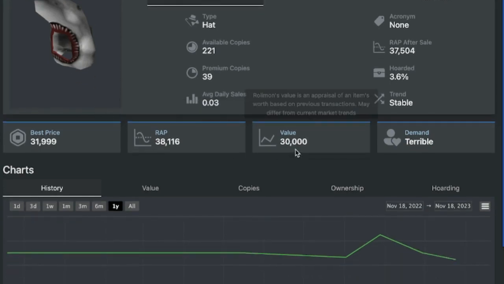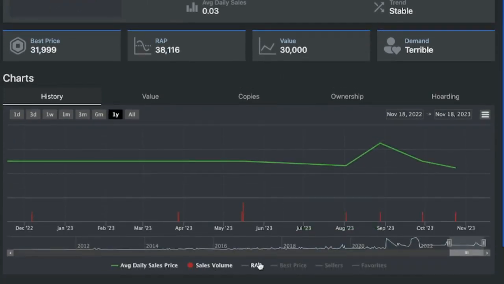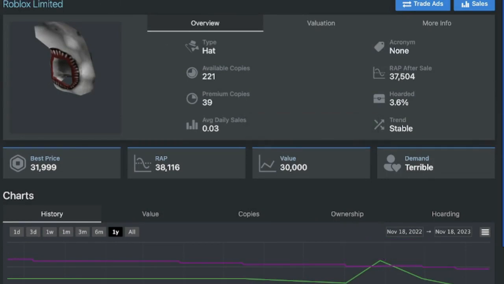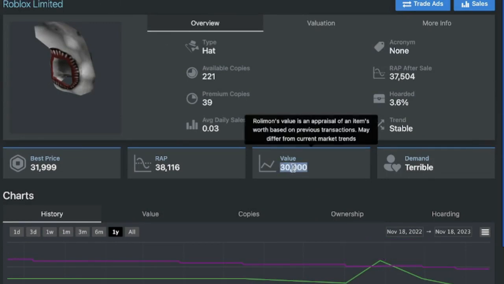And that's why its value is underneath its wrap, because this item got valued based on the fact that it never actually sells for this much. So Rolling Mons decided to value it at 30k even though the wrap is 40k, because this item never sells or gets this 40k since it constantly gets lowballs. So in order to avoid sharking, Rolling Mons has decided to give it a value of 30,000.